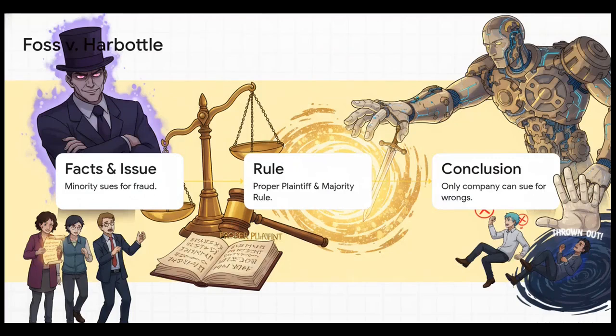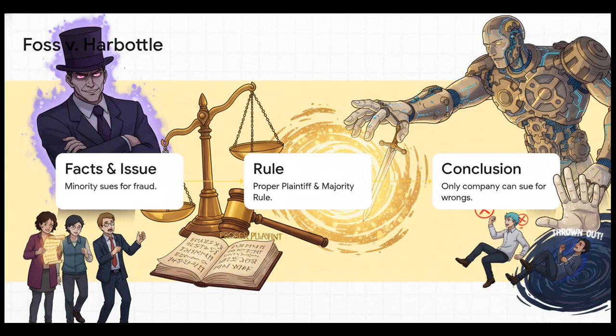But what happens when these directors inevitably misbehave? You need to understand the incredibly harsh reality established back in 1843 by Foss versus Harbottle. The facts. Minority shareholders tried to sue the directors for fraudulent conduct. The issue was, who actually has the legal right to sue here? The rule laid down was the proper plaintiff rule and majority rule.